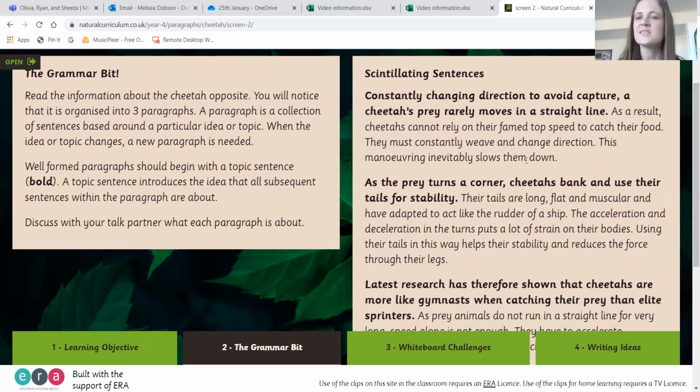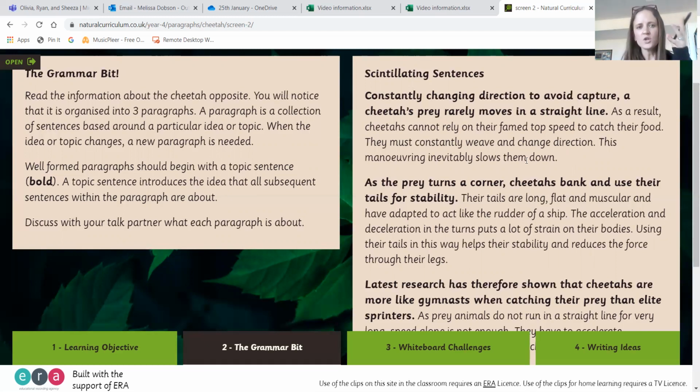So, constantly changing direction to avoid capture, a cheetah's prey rarely moves in a straight line. As a result, they must constantly weave and change direction. This maneuvering inevitably slows them down. So maneuvering means this way of moving, and it means that they are slowed down. Because if we are moving in a straight line, we can run a lot quicker than if we are running like this. So the idea is that the cheetahs cannot rely on their speed to do this, because actually they're not running in a straight line. They have to change direction.